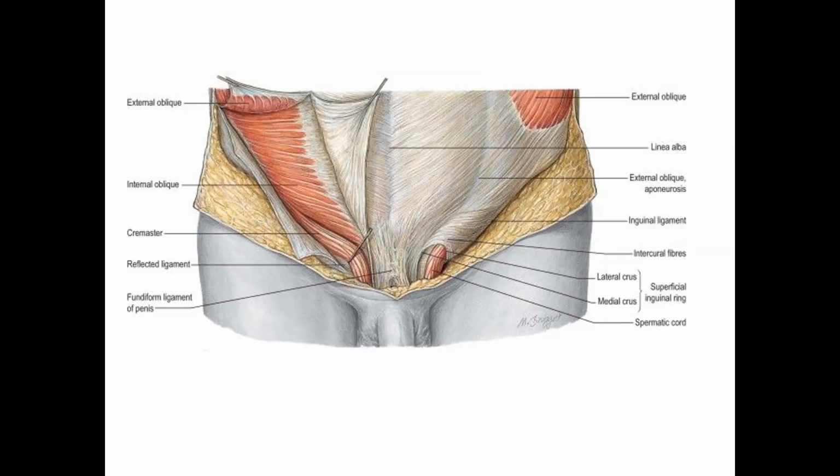So here we are seeing the anterior abdominal wall with the oblique muscles cut on the right side, and on the left side, the external oblique aponeurosis seen intact. What you are seeing coming through the inguinal canal going towards the scrotum is the spermatic cord.